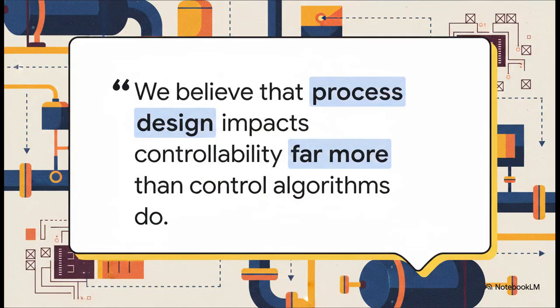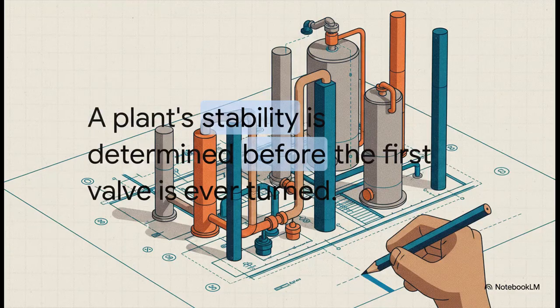Here it is. This one quote is the whole ballgame. The actual physical design of the plant, the size of the pipes, where you put the tanks, the basic layout, that has a much, much bigger impact on how stable the plant will be than any fancy control system you try to slap on top of it later. In other words, you can't just design a process on a computer to be super efficient and then turn to a control engineer and say, okay, now make it work. The ability for that plant to run smoothly and handle problems is literally baked into its bones right from the design phase, before the first piece of steel is even ordered.